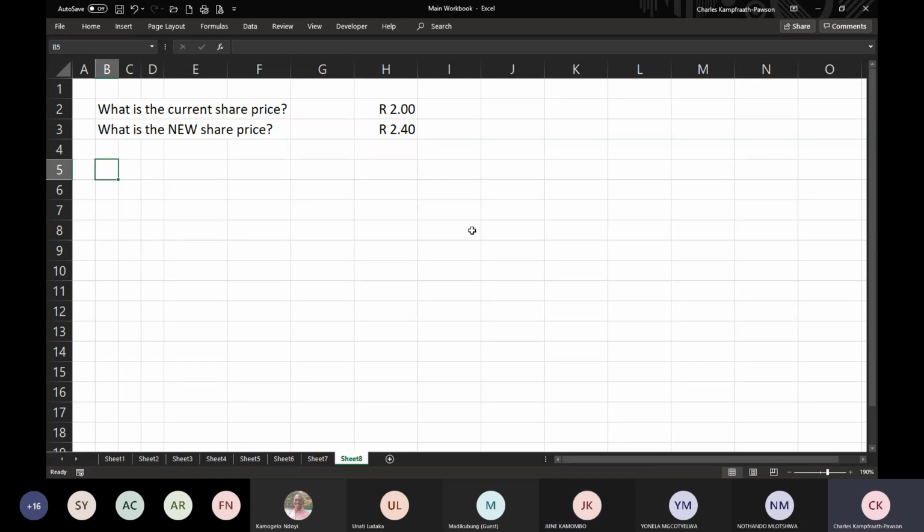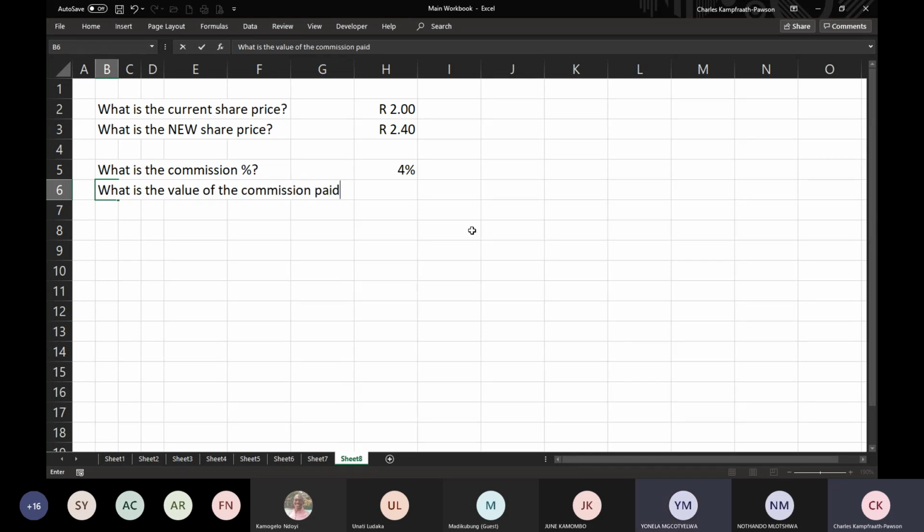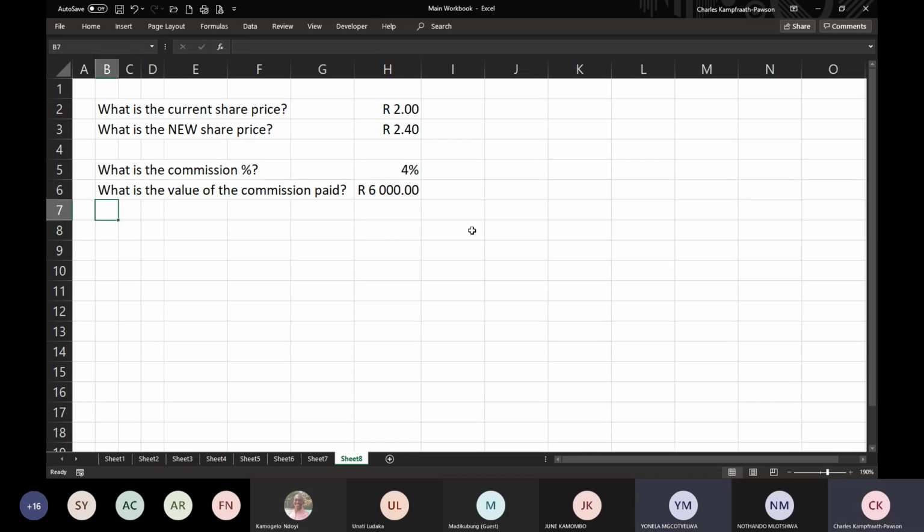so let's leave that there. What is the commission percentage? 4%. Okay. What is the value of the commission? 6,000.